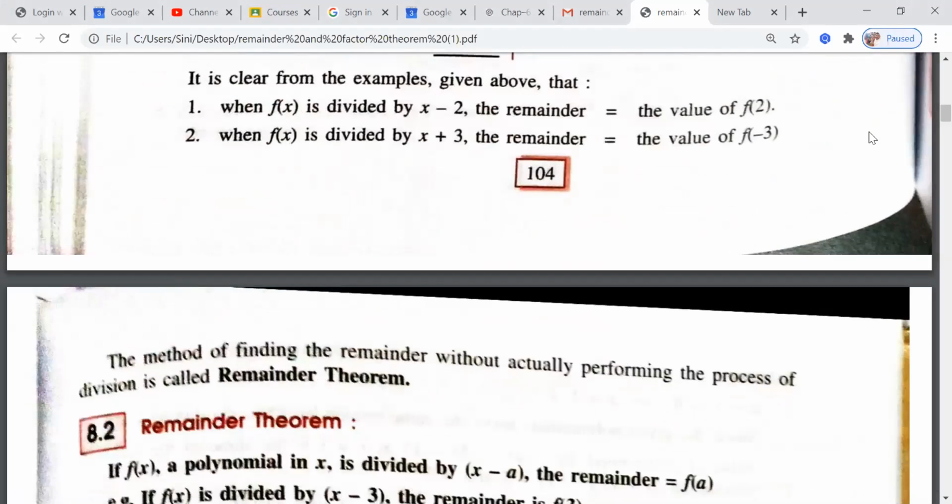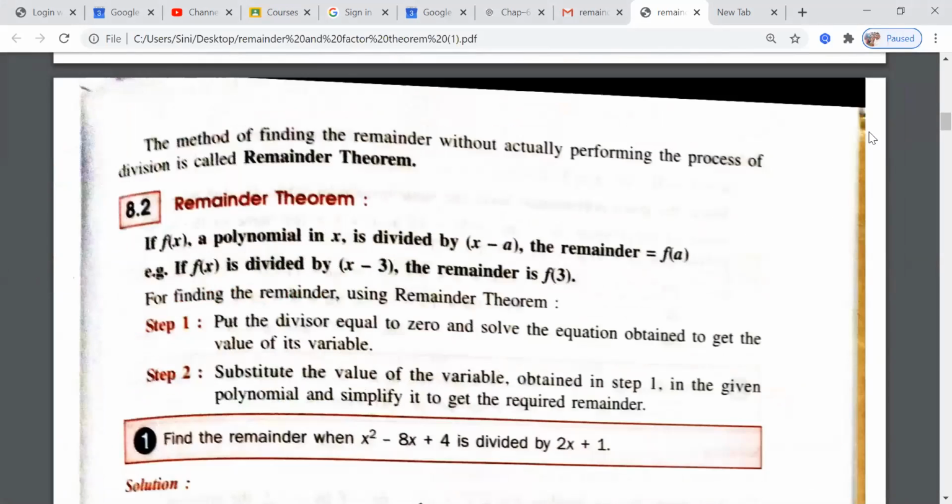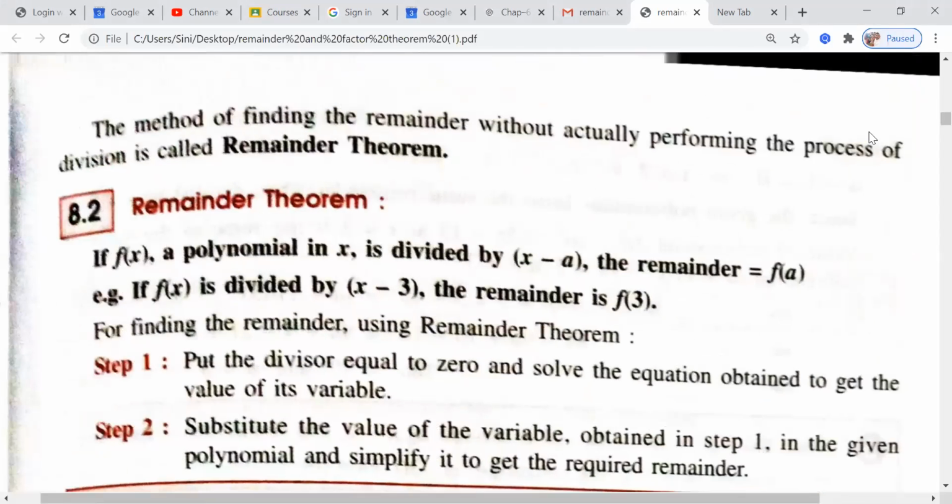Let's see some questions and then we will see the thing. So this is the most important point that I'm teaching you today, the one which I'm going to do.